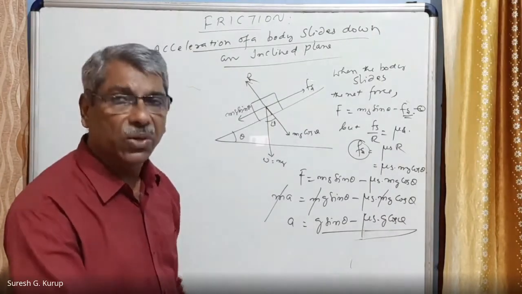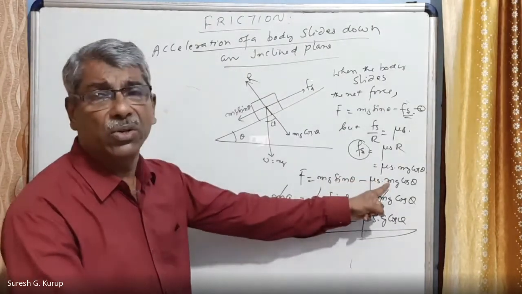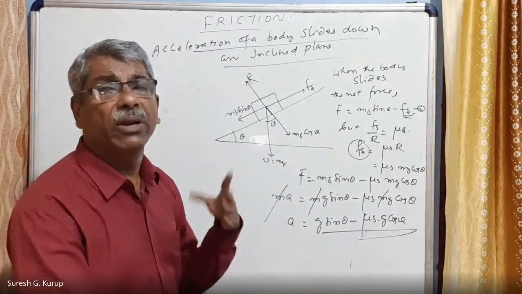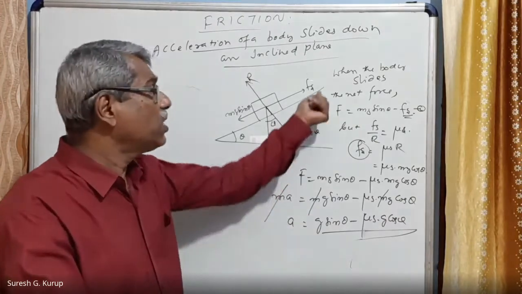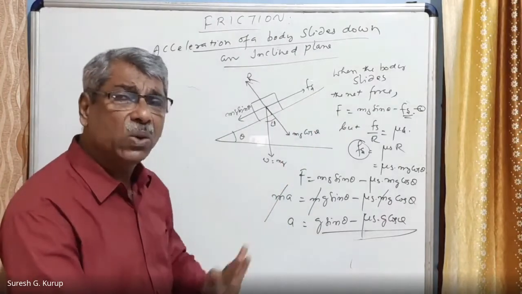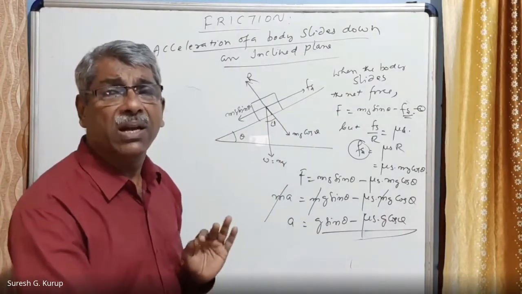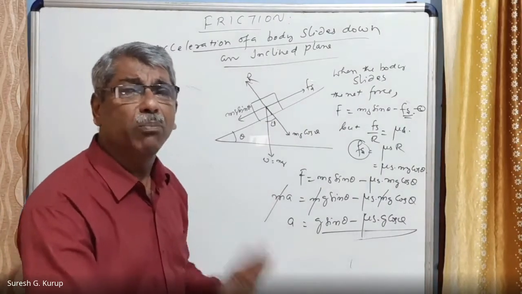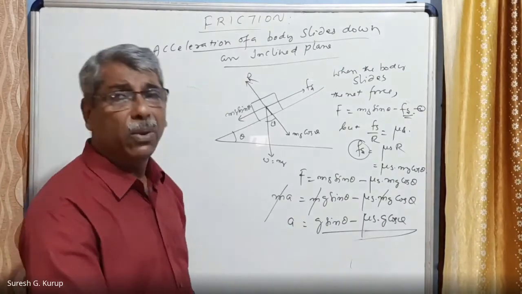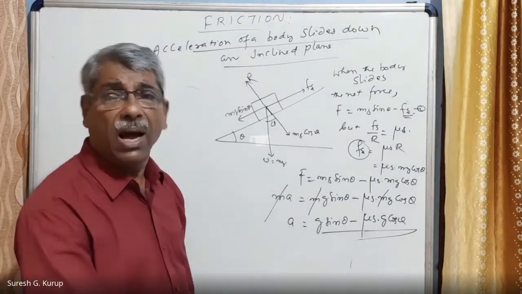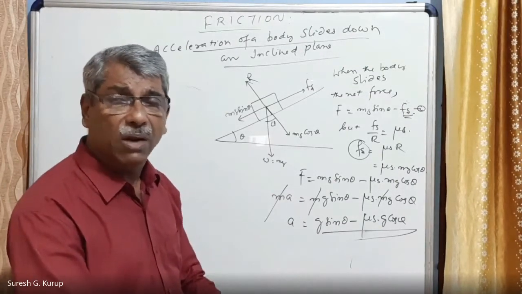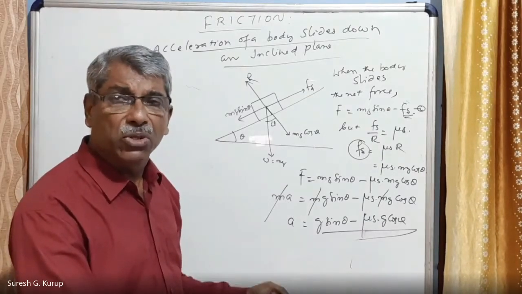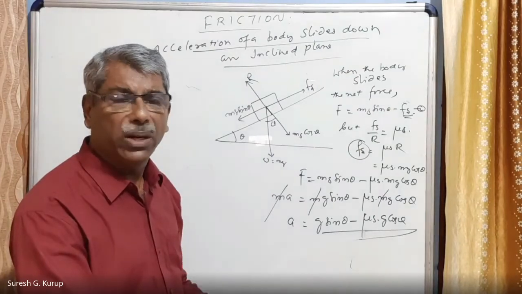If the frictional force is equal to 0, suppose this surface is very, very smooth, then Fs is equal to 0. Then mu s is also equal to 0 because mu s is equal to Fs by R. If force of friction is equal to 0, it means the surface is very, very smooth. In any question, when the body is moving over a smooth surface, it means mu s is equal to 0. Why is mu s equal to 0? Because mu s is equal to Fs by R. R will be there, but the surface is smooth, so Fs is equal to 0. Mu s is equal to Fs by R, and 0 divided by any quantity is equal to 0.